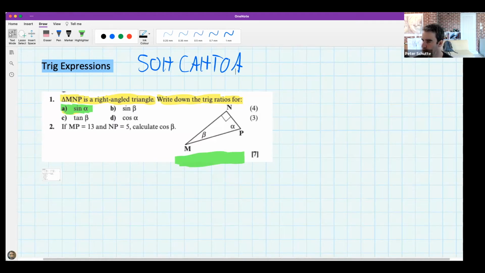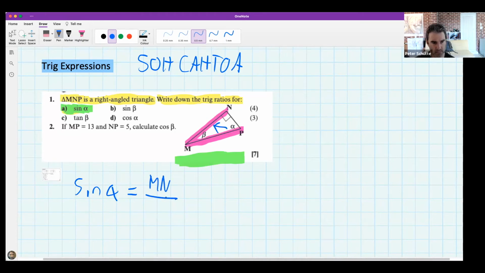Owami, I see your hand is up. What do you think, Owami? So I think since sine is opposite over hypotenuse, the sine of alpha is going to be MN over MP. I completely agree with you. The sine of alpha is just going to be, so what's opposite the alpha? It's the MN. And sine is opposite over hypotenuse, so the hypotenuse is going to be the MP. Perfect.